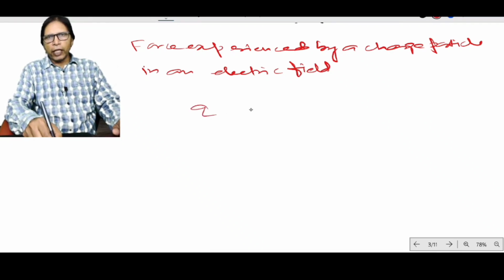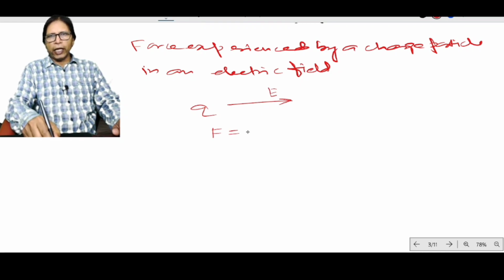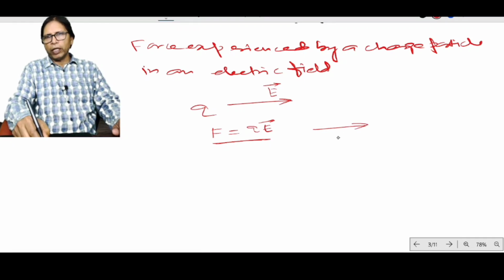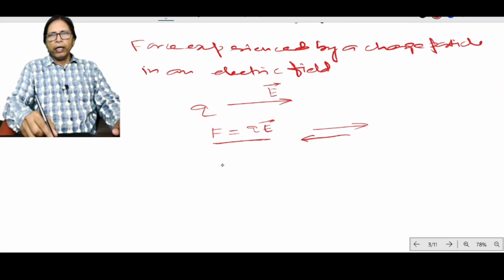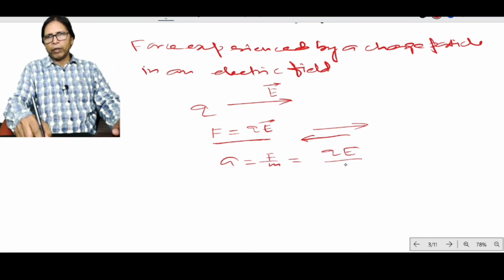Suppose a charged particle q is placed in an electric field E. So force acting on the charged particle, F equals q E vector. Therefore, a positive charge experiences a force in the direction of the field, and a negative charge experiences a force opposite to the direction of the field. Now, acceleration of the charged particle is F by m. So look at this. This is qE by m. No problem.